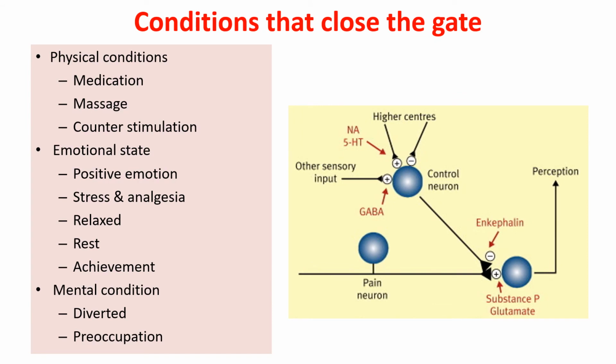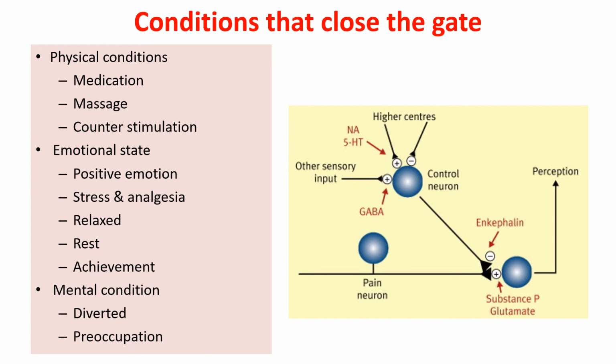First, physical conditions, in which there is a treatment. Treatment in the spinal cord, either with an alpha-2 adrenoreceptor agonist, or with opiates, or with a glutamate receptor antagonist. So that would block the transmission.